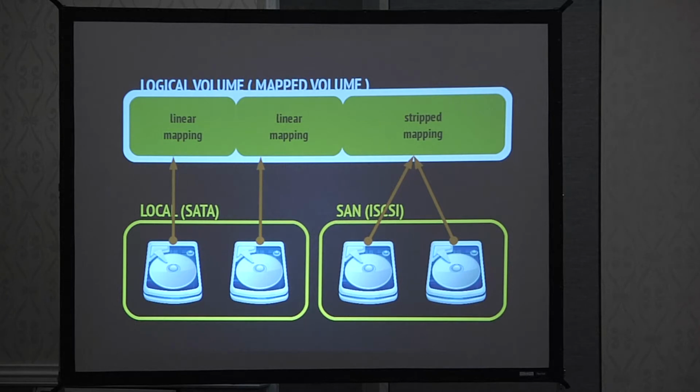Our volume is from linear mapping to the first disk. If a process wants the first block, it will be linearly mapped to the first block on the first disk, and the second will be the same. The 2 iSCSI disks will be mapped with the striped target. So we write 1 block here, 1 block here, 1 block here, 1 block here, and so on. So we can read 2 blocks at the same time. So we have the speed increased by 2.